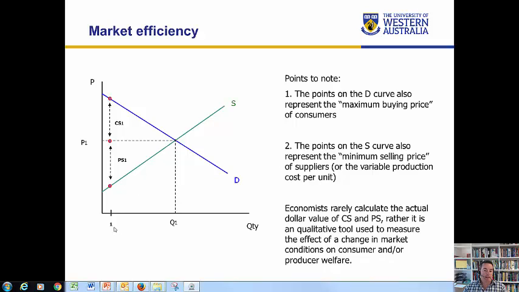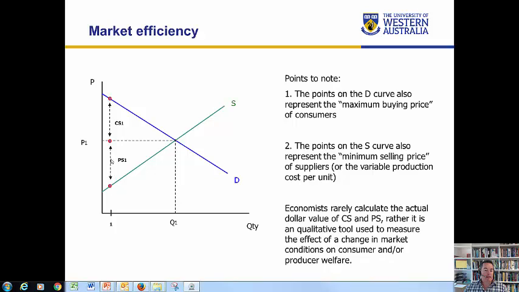Now let's have a look at, in terms of market efficiency, let's consider the first unit of output. Above the first unit of output there's a point there on the supply curve. That is the minimum selling price that the supplier is willing to receive to produce that unit of output. It actually reflects the variable production costs of that unit. And let's say that that amount there is $10.